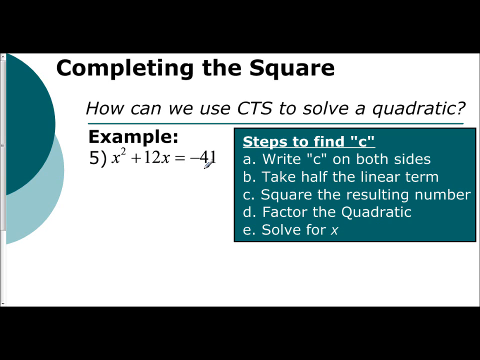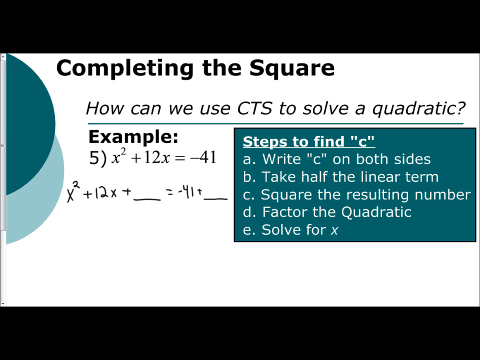So we have our quadratic, x squared plus 12x equals negative 41. Remember, the whole idea first is make sure your quadratic and linear term are isolated by themselves. The constants are over on the other side, so we're set. Now you put your placeholders in, x squared plus 12x. We're going to find our c value. So I'm going to put my placeholder in, and I have to put it on the other side as well to keep the equation balanced.